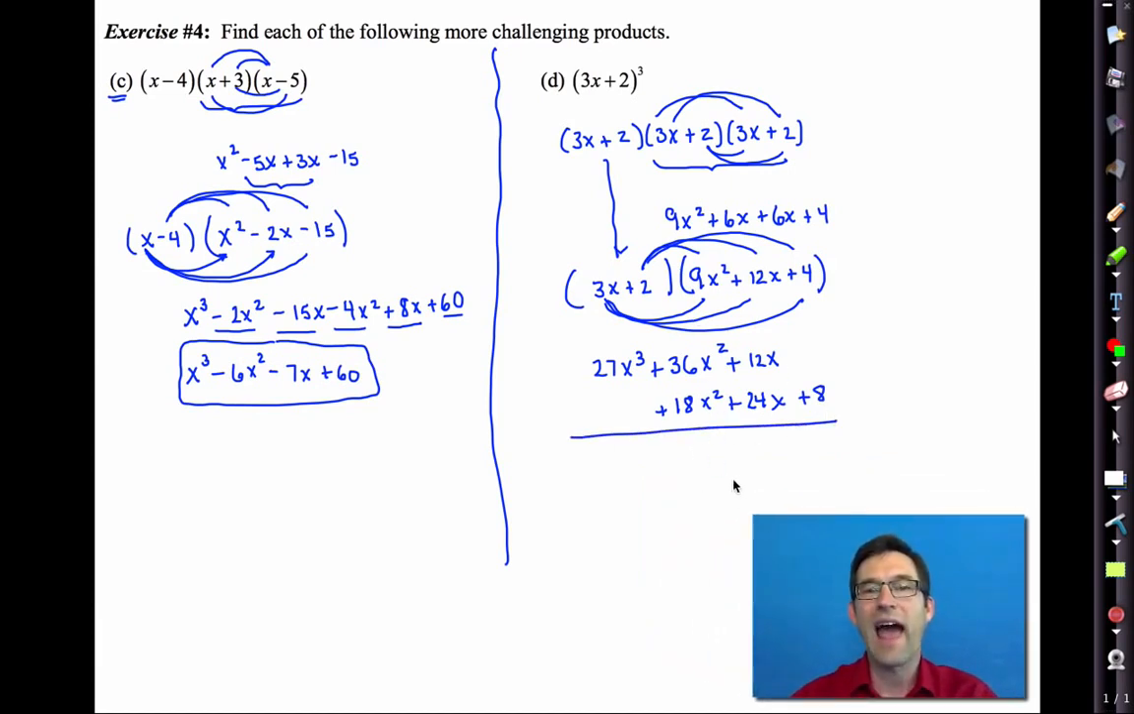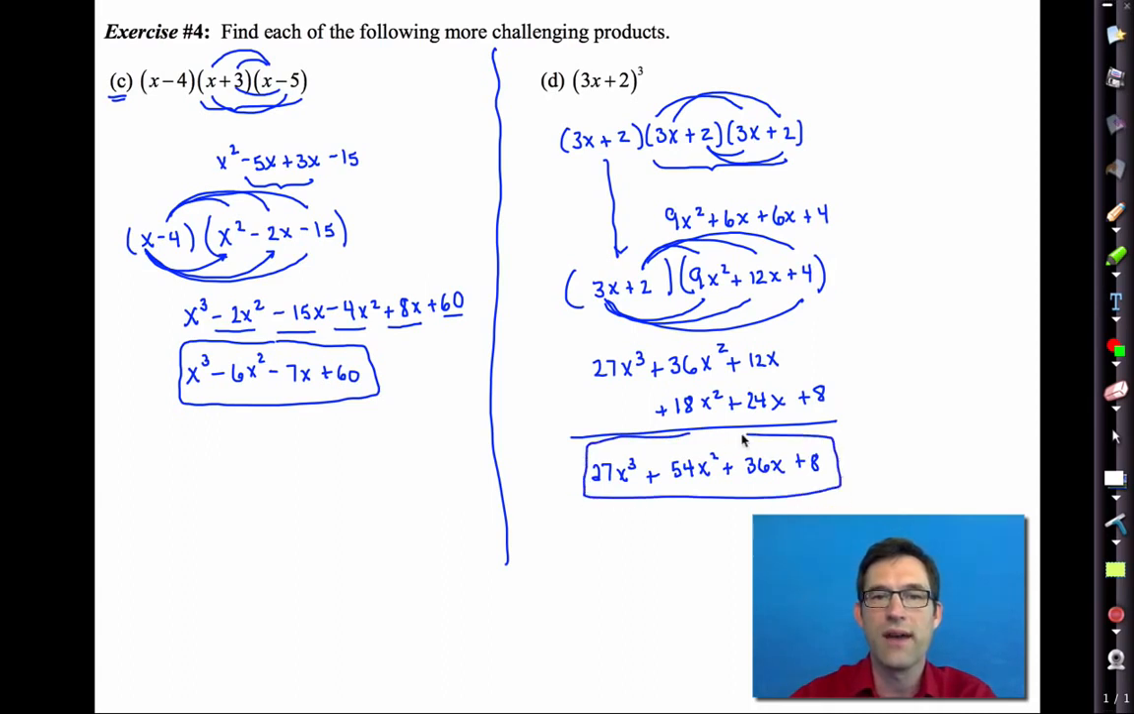And now it's more like adding two numbers, right? In that classic elementary way. Nothing's adding to the 27x cubed, right? That's similar to having like a thousands digit. Then 36 plus 18 is 54x squared. Watch out, don't do anything weird like tell me that that's x to the 4th. That only happens when we multiply, not when we add. And then I've got 12x and 24x. That's going to be 36x. And then nothing adds to the 8. Ooh, look at that. 27x cubed plus 54x squared plus 36x plus 8.